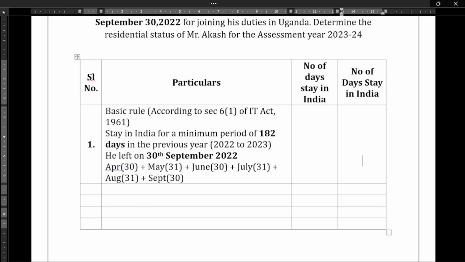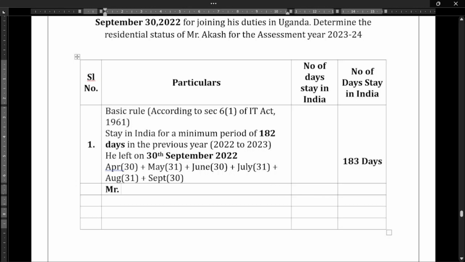So when you add the total of all this, 30 plus 31 plus 30 plus 31 plus 31 plus 30, it will be 183 days. So he should have stayed for 182 days, and he is staying for 183 days. Basic rule number 2 is not applicable.